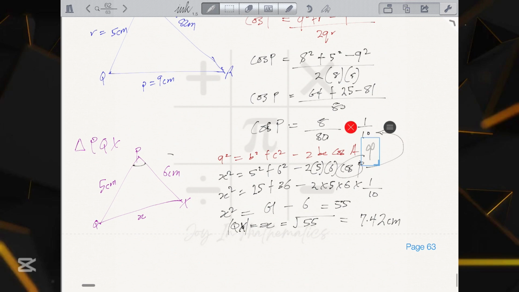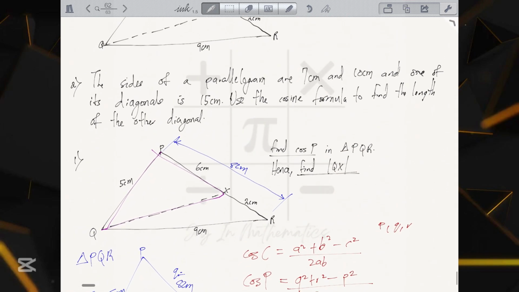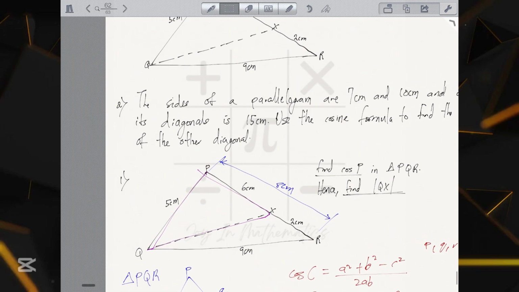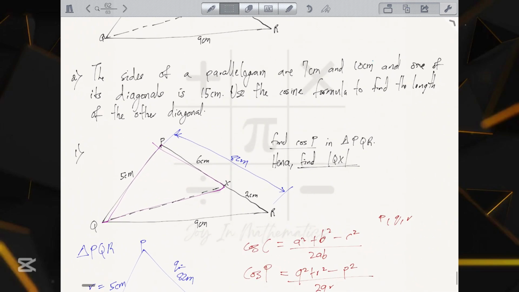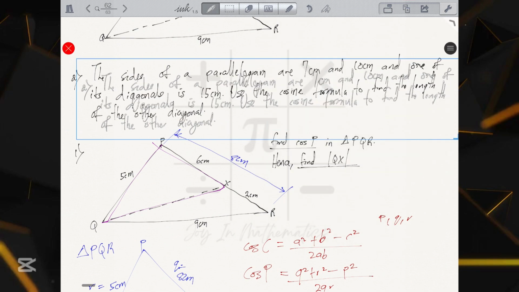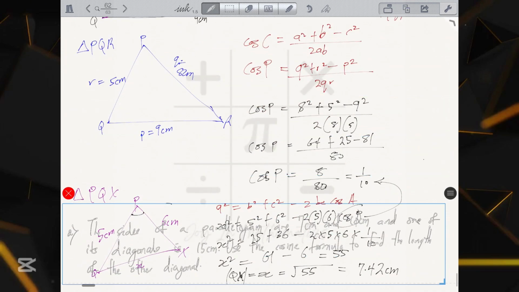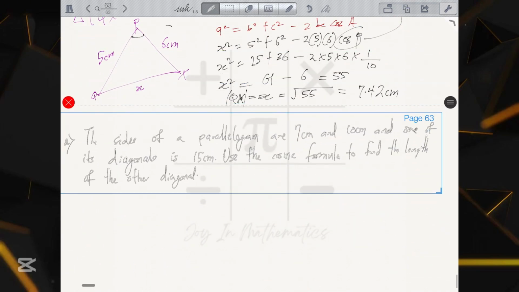Now let's take the next question, question number 2. The question says the sides of a parallelogram are 7 centimeters and 10 centimeters, and one of its diagonals is 15 centimeters. And now we are asked to find the other diagonal. So duplicating it, and we have question number 2.